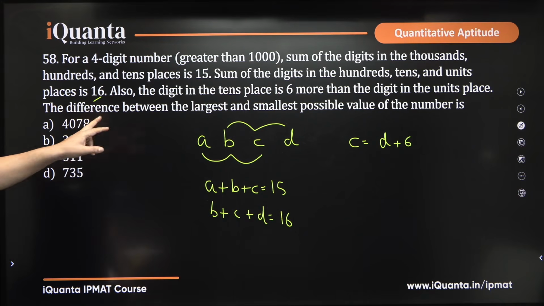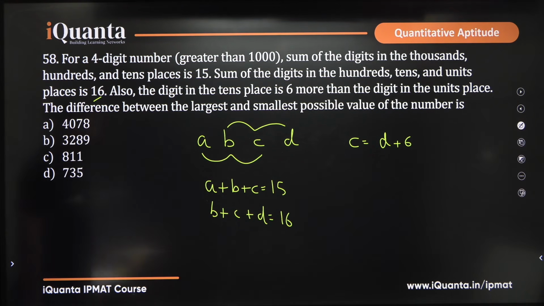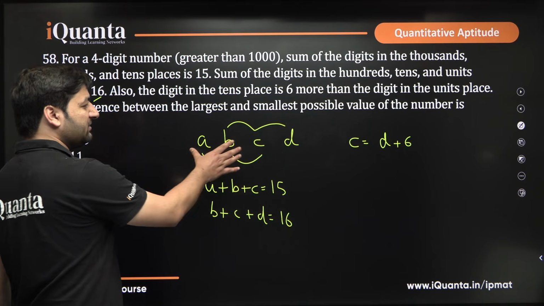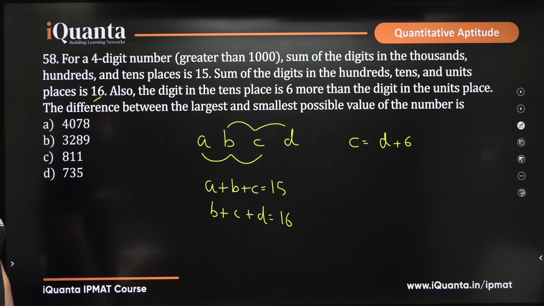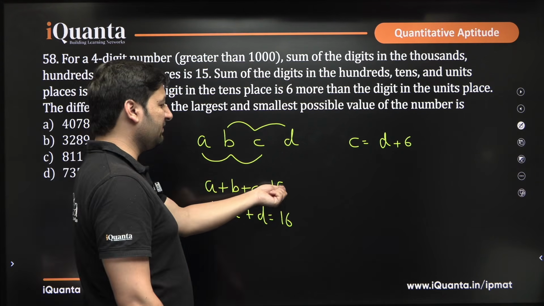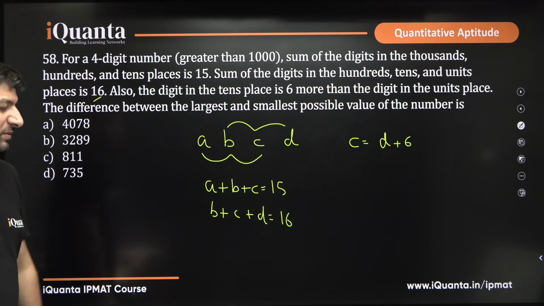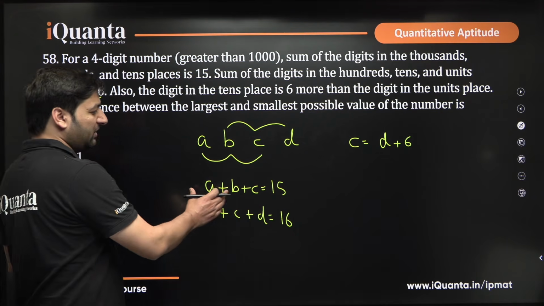Now, the difference between the largest and the smallest possible value of the number is, you have a couple of equations here. If you think about making this the largest, many of you might think that I will put A equals 9 and then deal with the rest of the things. That won't work here because there will be too many combinations. If you put A equals 9 here, B plus C will be equal to 6 and there will be so many variations.